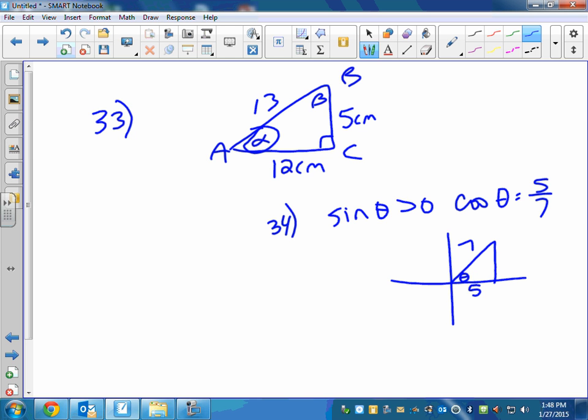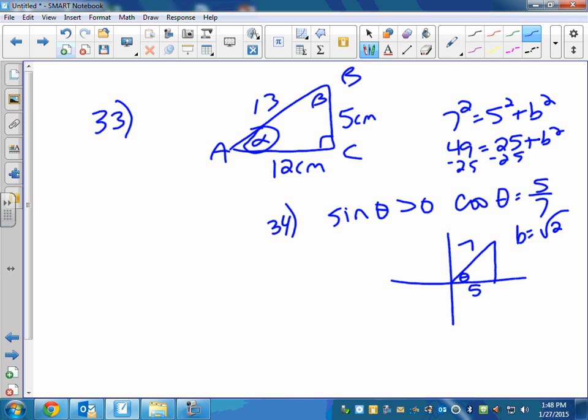This is hypotenuse. So we'd say 7 squared equals 5 squared plus some side squared. So 49 equals 25 plus b squared, minus 25. And we get b equals the square root of 24. Do I want you to leave it as a square root of 24? No. Do I want you to give me a decimal? No. I want you to simplify that and break that down into 2 square root of 6. Right? That goes right there.